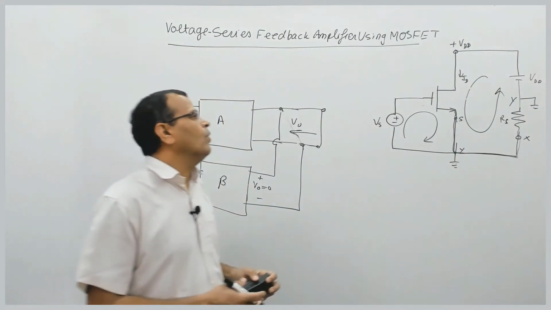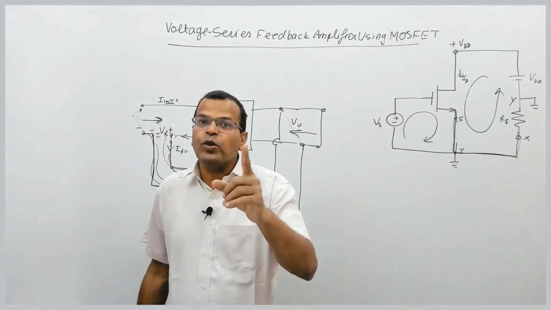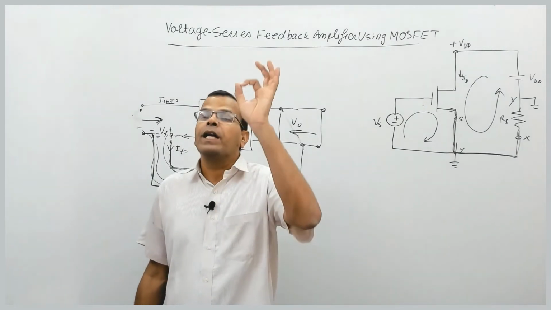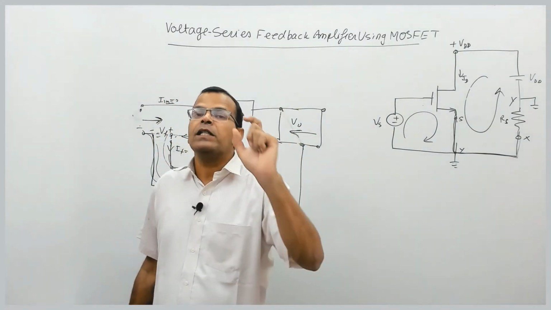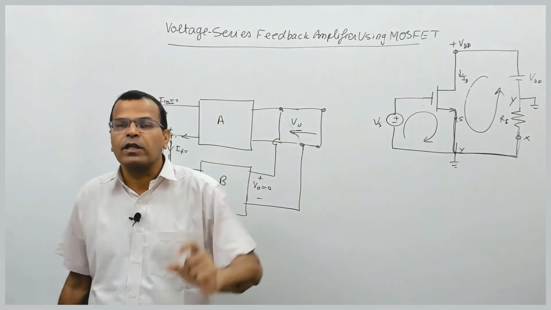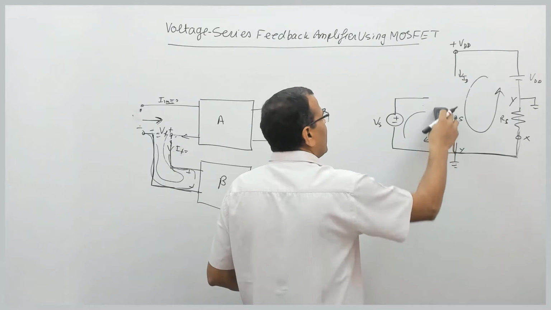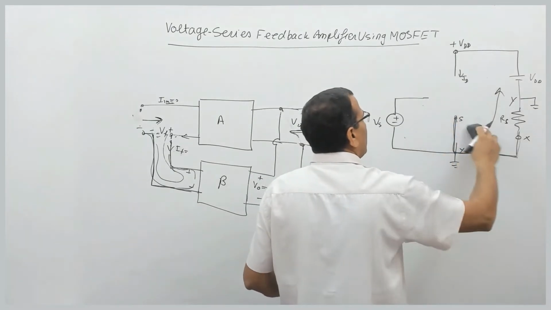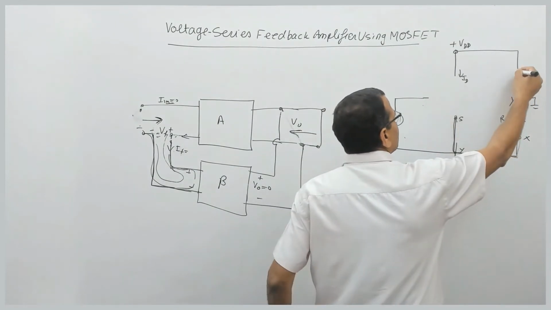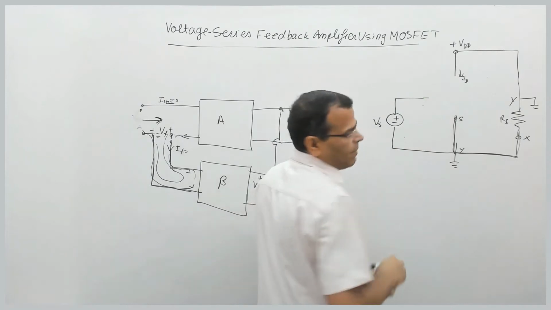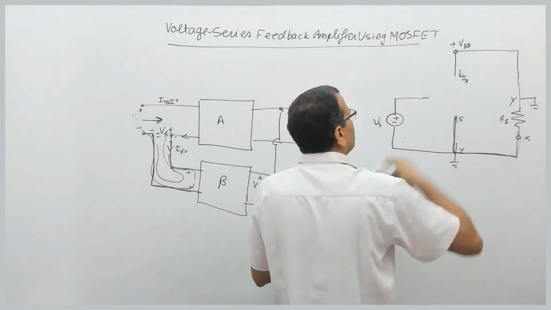Fine. Now, for analysis purposes, what do we do? Replace the biasing source, the DC source, by a short circuit or ground. Replace FET or MOSFET by its small signal model. So you have to replace the MOSFET by its small signal model and replace this DC biasing source by a short circuit. So when you replace it by a short circuit and of course the MOSFET by its small signal model, let us see the circuit.